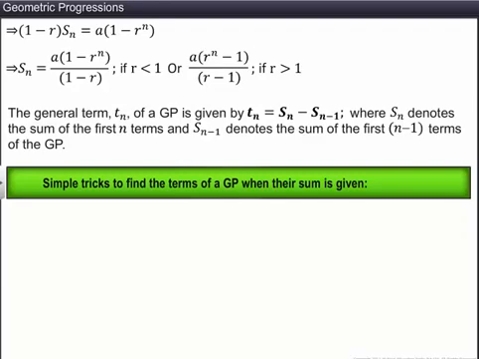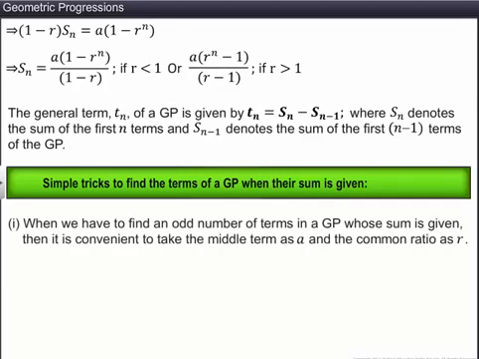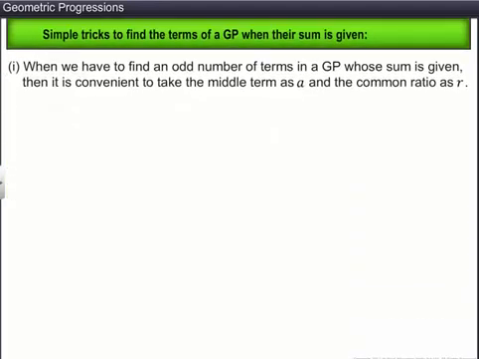then it is convenient to take the middle term as a and the common ratio as r. Thus, three terms are taken as a upon r, a, and a into r, while 5 terms are taken as a upon r square, a upon r, a, a into r, and a into r square.